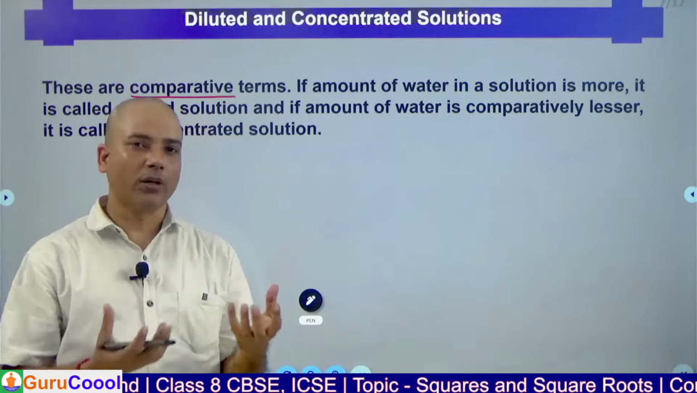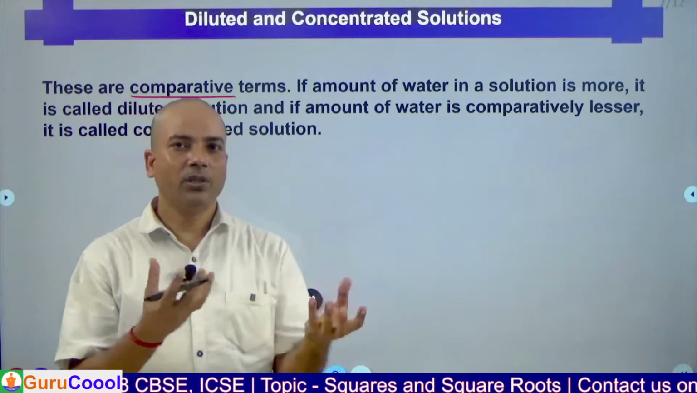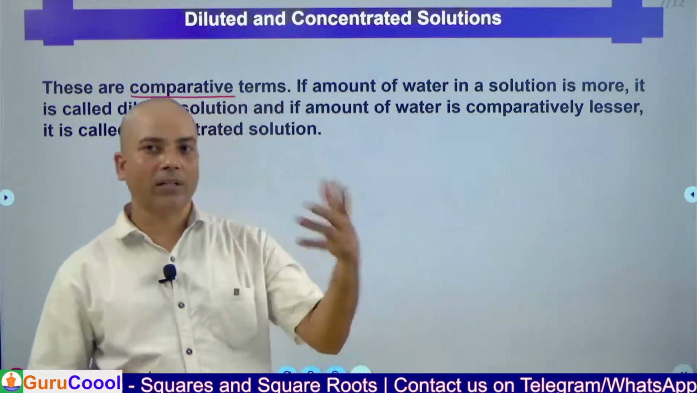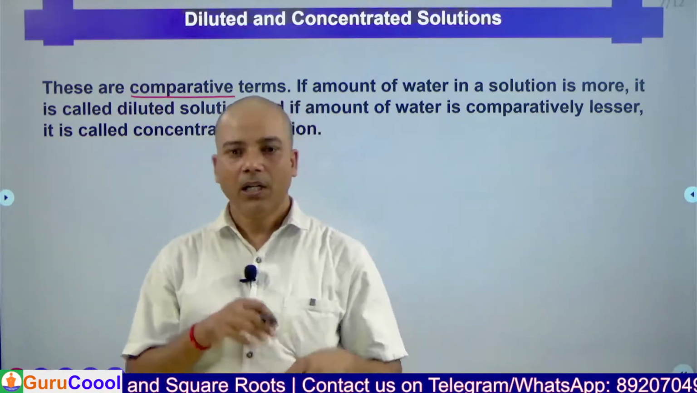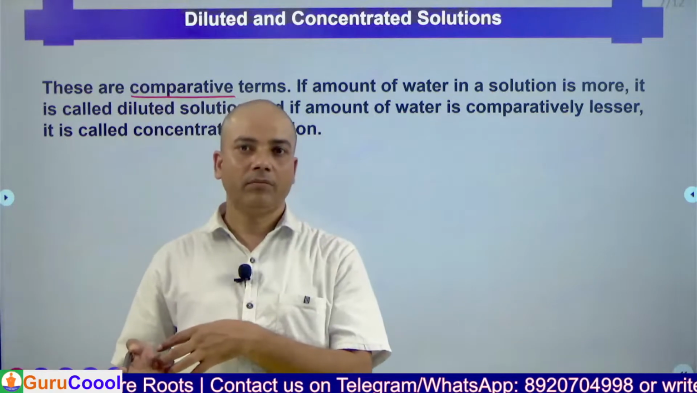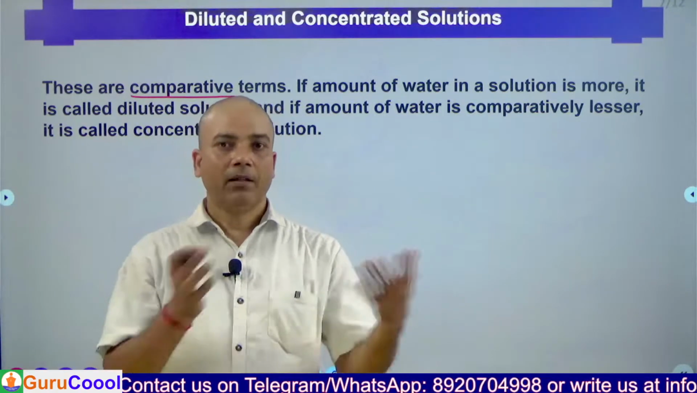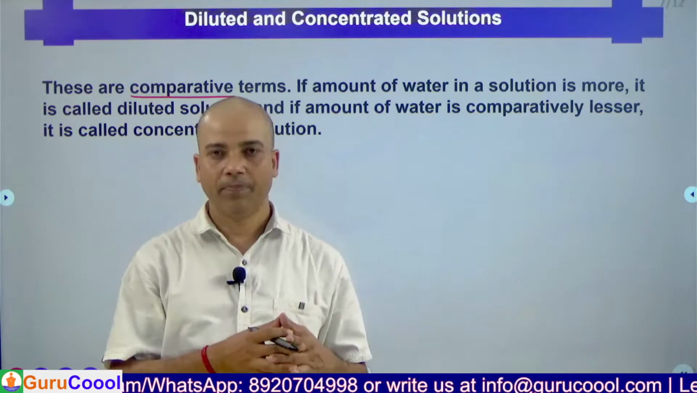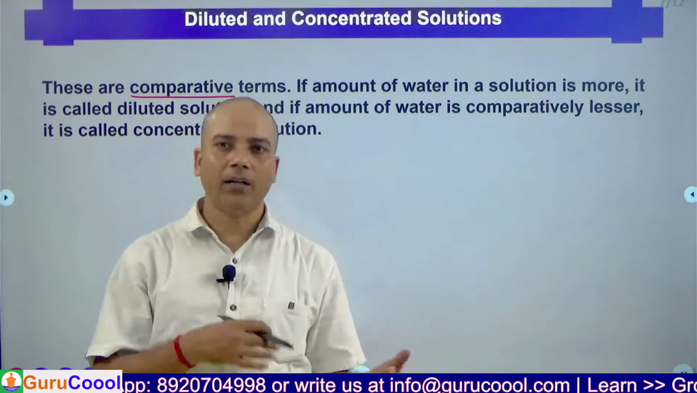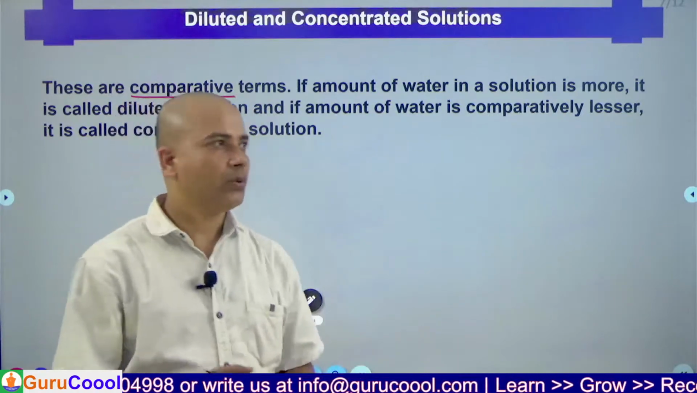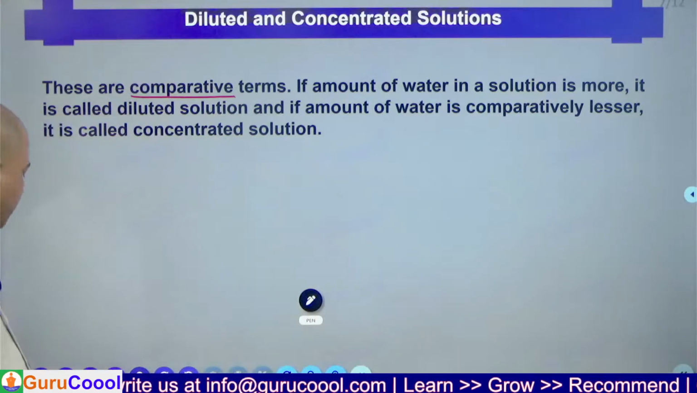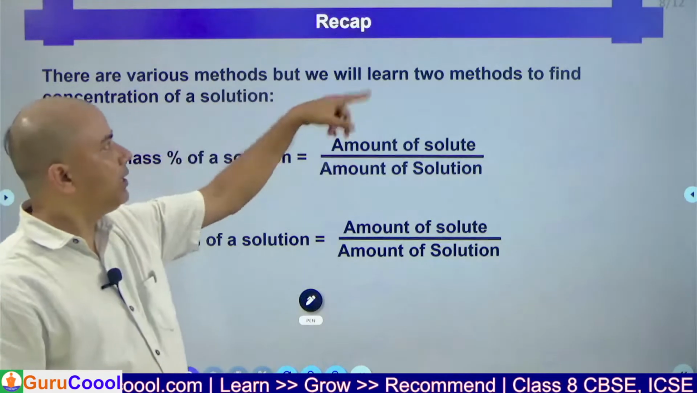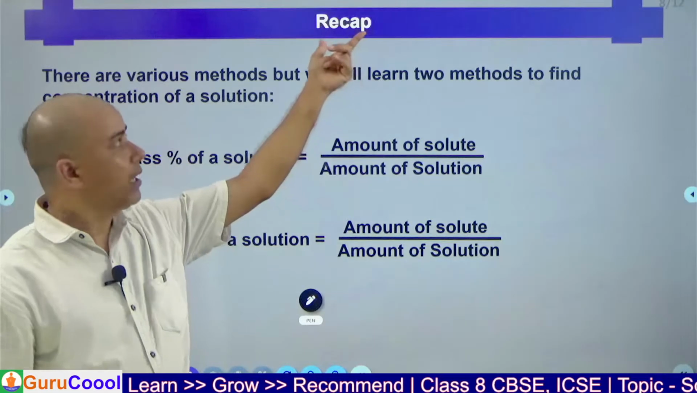Consider two solutions. Suppose you have two different solutions in two different containers. One of them contains more water, another contains a lesser amount of water. Then you can say the first one is diluted because it has more water. The second one is concentrated because of having a lesser amount of water. So diluted and concentrated depend on situations. These are comparative words. Now I guess we have done it, so I kept it under the recap portion.